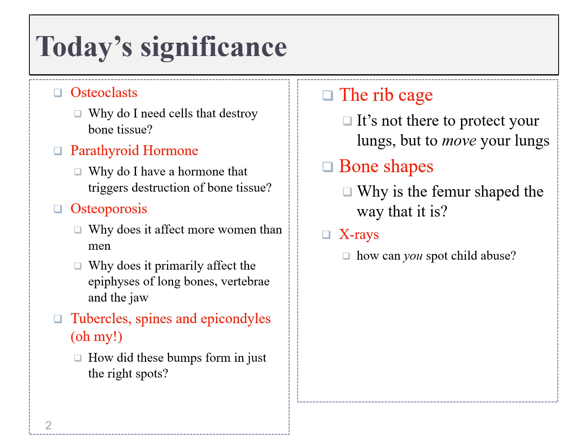Anatomists love to assign jobs to different parts of the body, and if we assign a job to the rib cage, we should say that it moves the lungs. It doesn't do such a very good job of protecting the lungs and heart. We'll talk about the shapes of bones and why they have their particular shapes. And lastly, we'll talk about X-rays and how you can spot signs of child abuse even years after it has occurred.